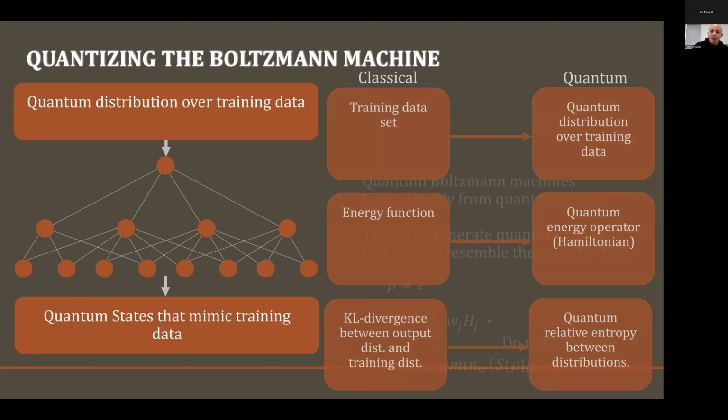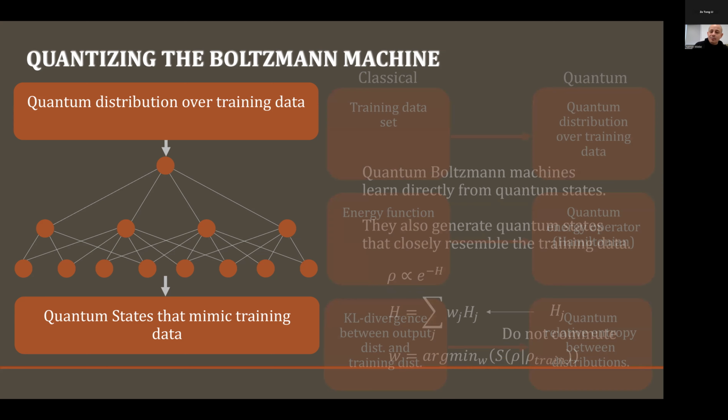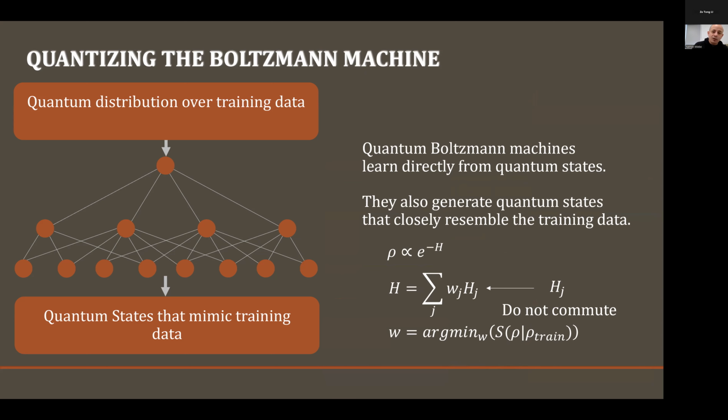A major problem that comes in with the Boltzmann machine in practice is that the individual Hamiltonian terms that you use in the quantum Boltzmann machine don't commute. This can lead to a lot of problems in coming up with good methods to compute gradients in this case, because differentiating these models is quite difficult.